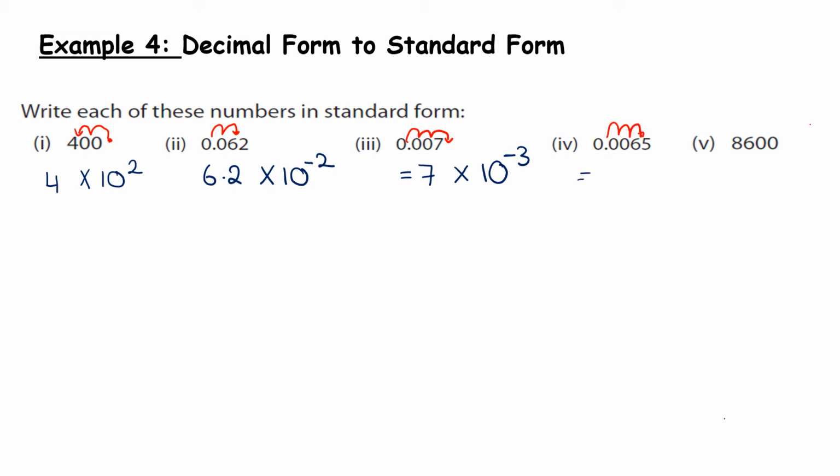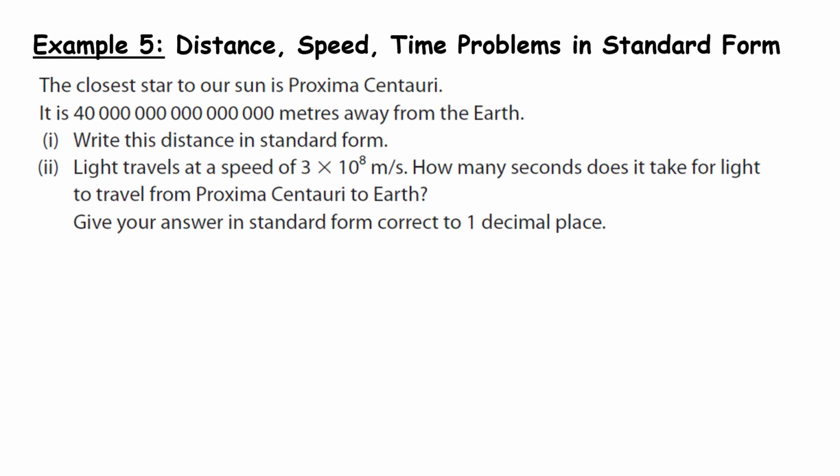Part IV, 1, 2, 3. So we end up with 6.5 by 10 to the power of minus 3. And our final one, the decimal point is always here at the end. And we jump it back 3 places, which gives us 8.6 by 10 to the power of 3. Remember, when we start with a bigger number, then our power is positive. When we start with a smaller number, our power is negative.